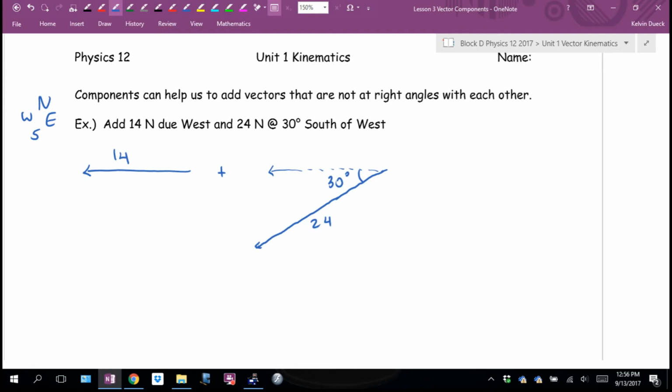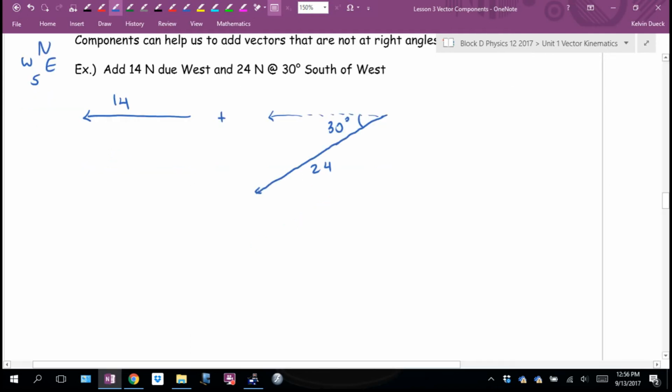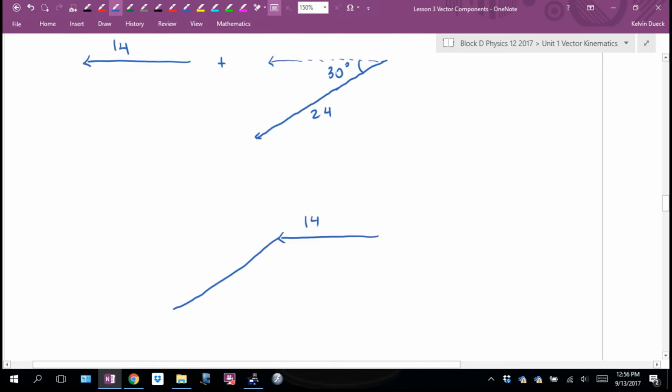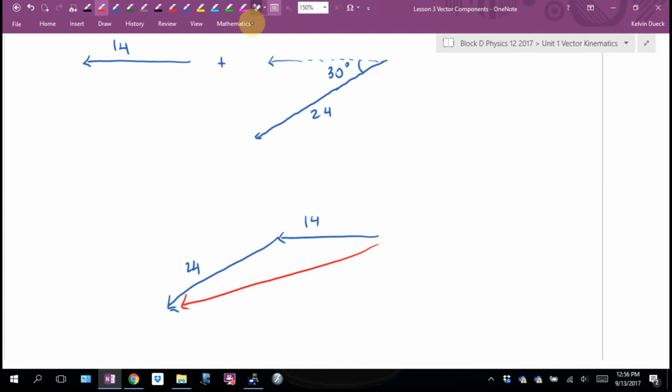Kind of how would I add those together? Draw them. Put your pencils down, look up. Here's the problem. If you do that, you're going to go, okay, 14, there's the tip. Okay. 24, there's the resultant, like that. Is that a right angle triangle? So you could solve this using the sine law and the cosine law. We will eventually do it that way if we so choose. But for now, do you see the problem?